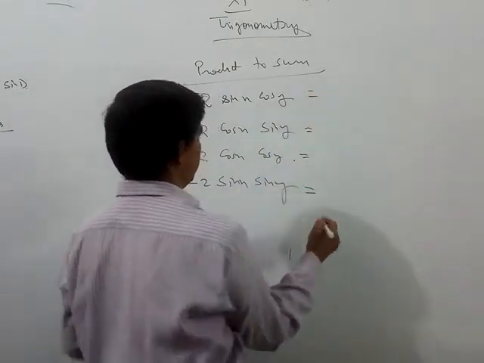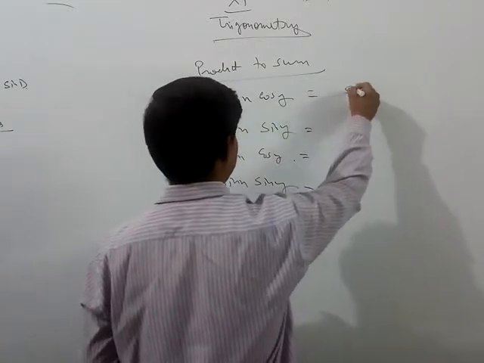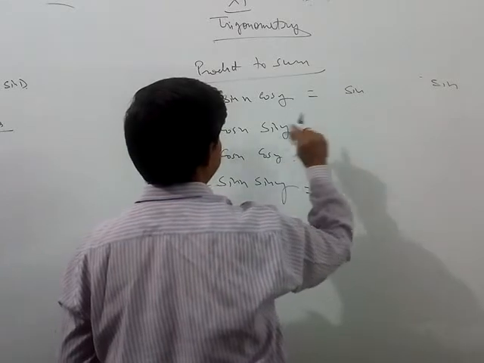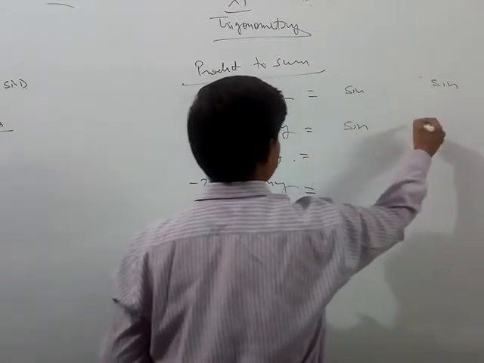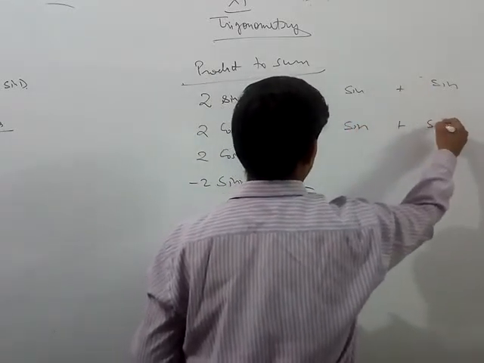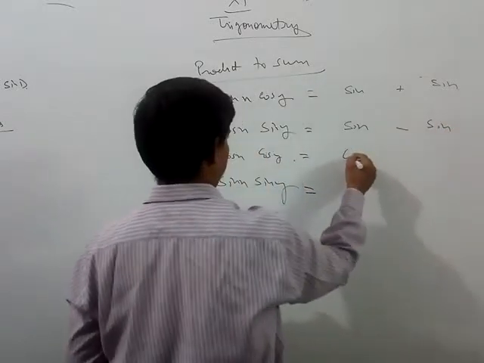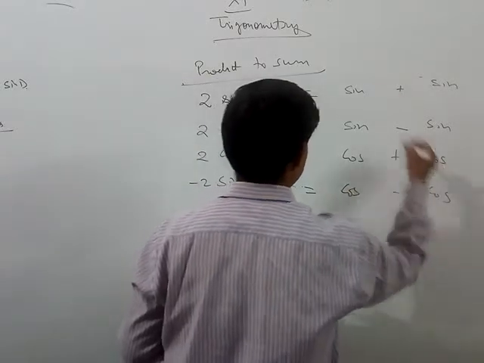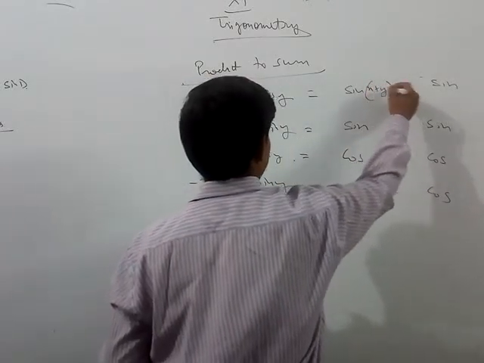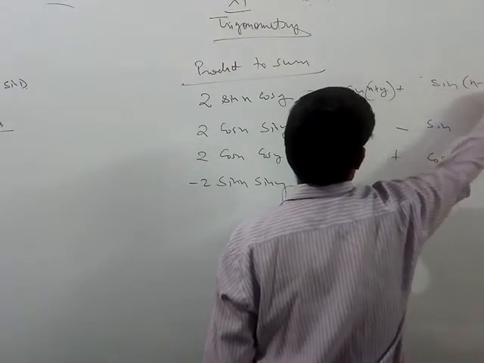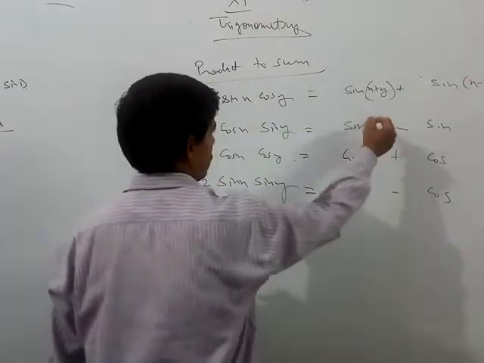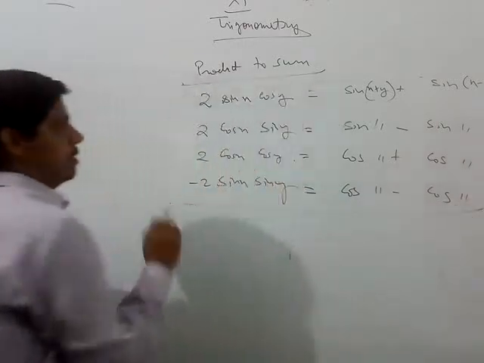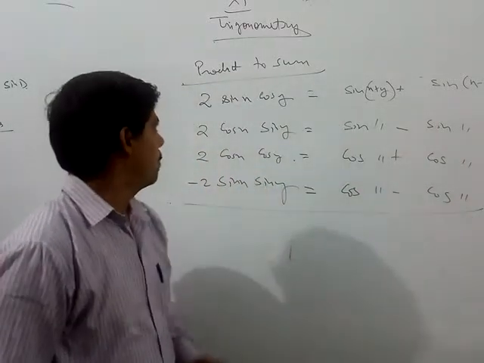This is product to sum, and this is sin sin. This is sin plus sin, this is sin minus sin, this is cos plus cos, and this is cos minus cos. And here you have to write x plus y, and here x minus y. So you can just follow this x plus y, x minus y. So these are the identities for product to sum.